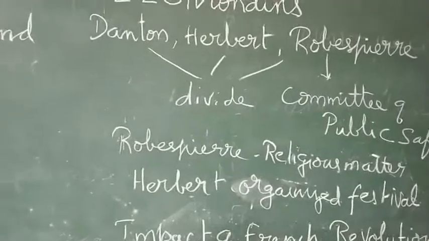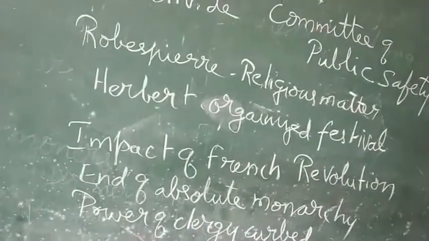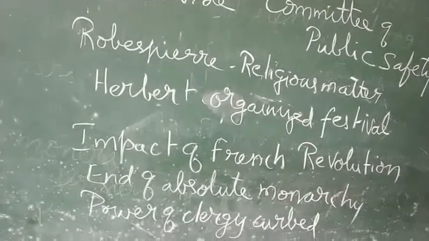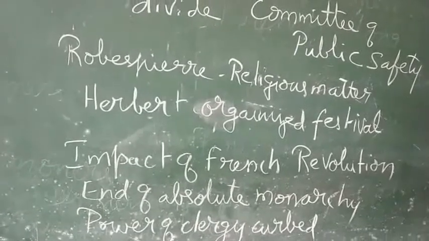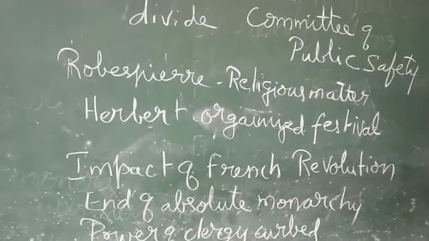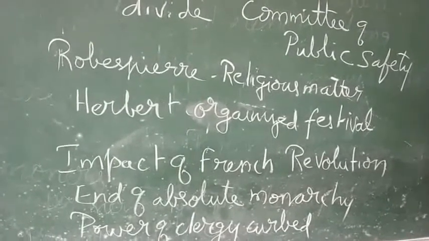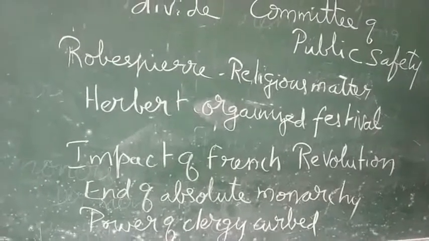But Herbert organized a festival and he was put to the guillotine. So this was the cause of the first split in the Jacobin party. These three formed the Jacobin party. Already I said Jacobins were very hard, rude persons.